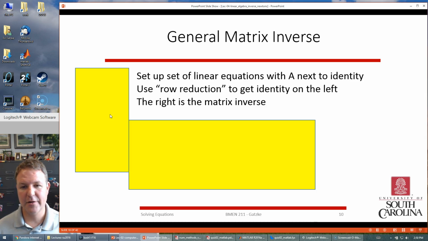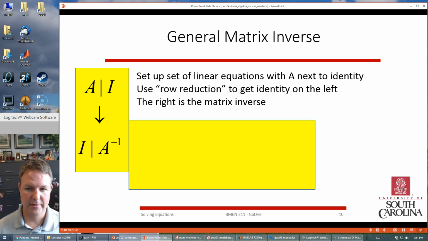Now, how are we going to do this in general? There's probably a formula for 3x3, but it's probably a big, big mess. We're not going to do that. The general form for an arbitrary matrix inverse, at least one way of getting to it, is to set up your linear equations next to the identity matrix and use row reduction.